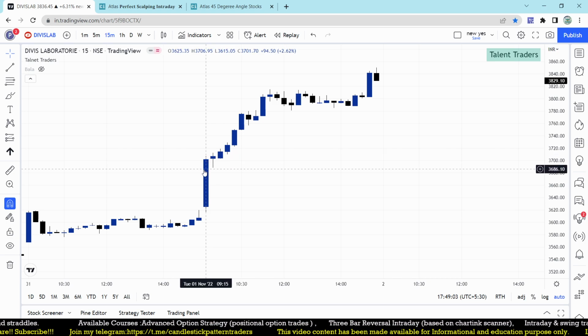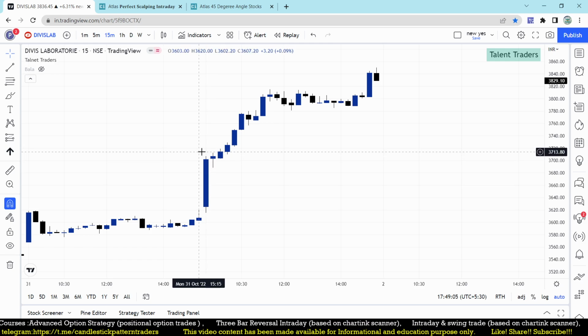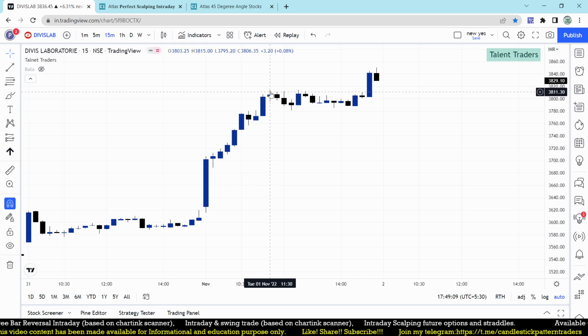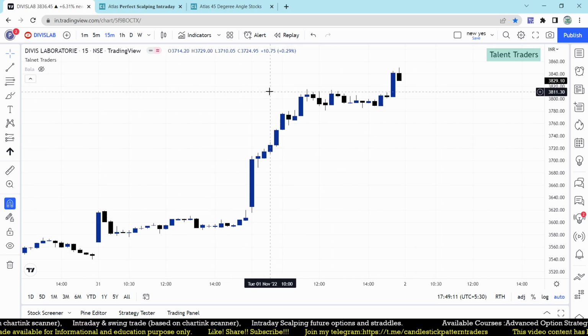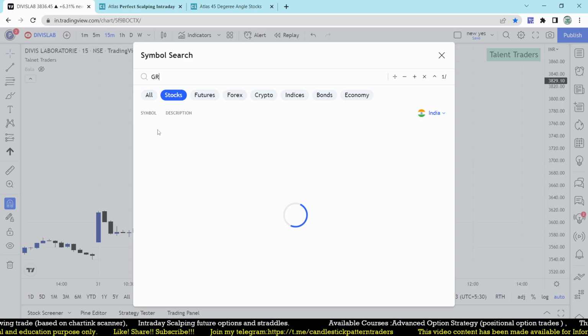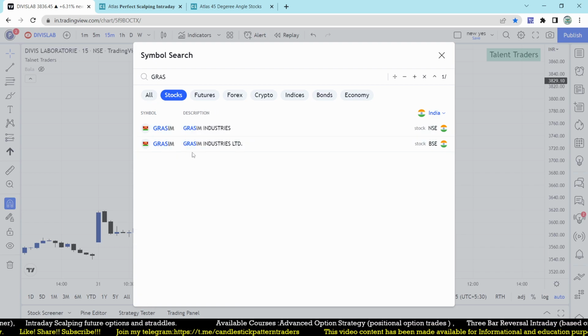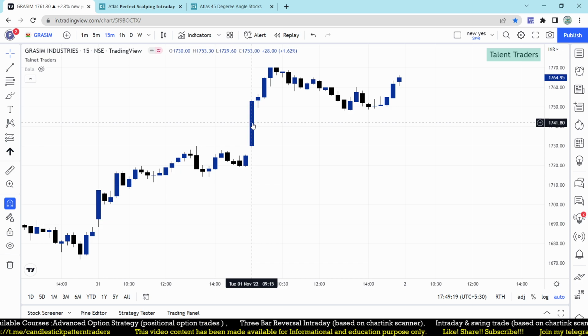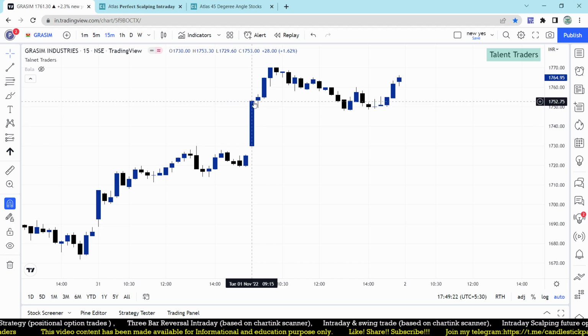So from 3600, 3000, that was the 15 minutes high, 3700, and it kept on going higher and higher. That one, and the second one which you have taken is Grasim. Based on 45 degree, only two stocks which we have taken, Grasim and Divi's Lab, I think. So from here, it went up.